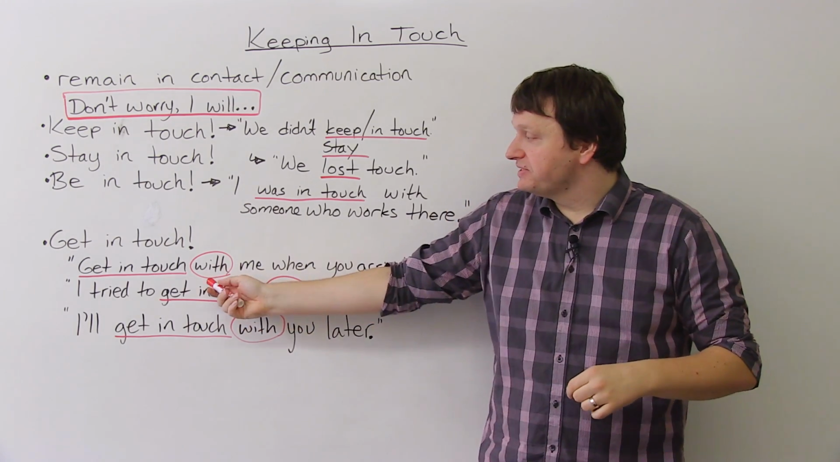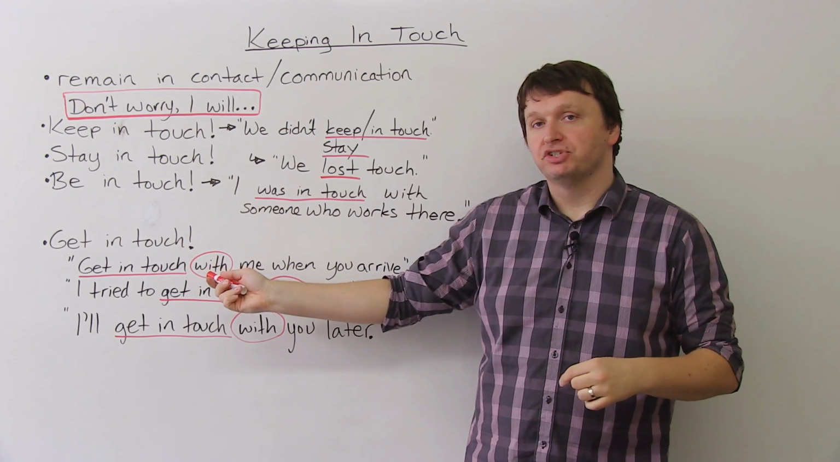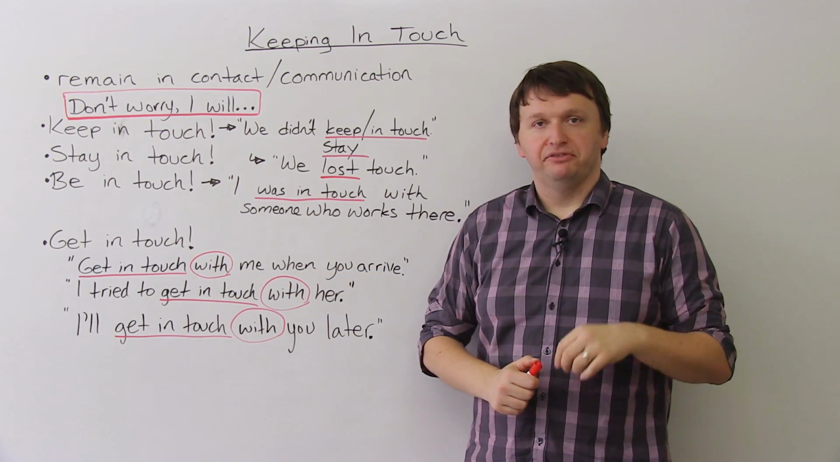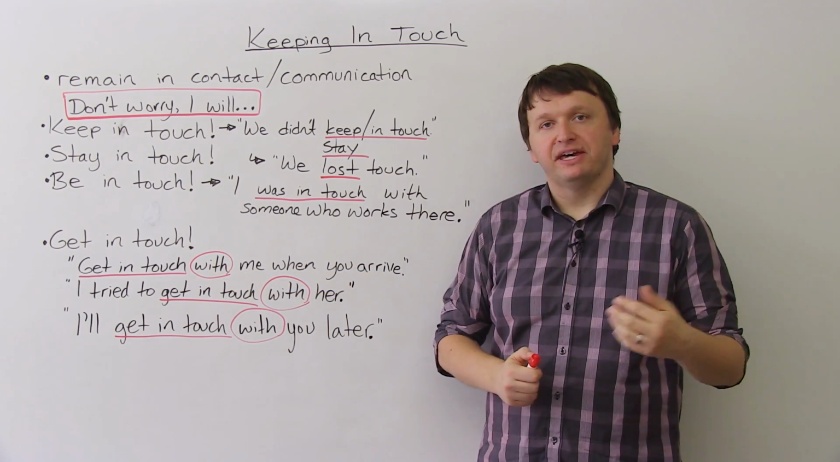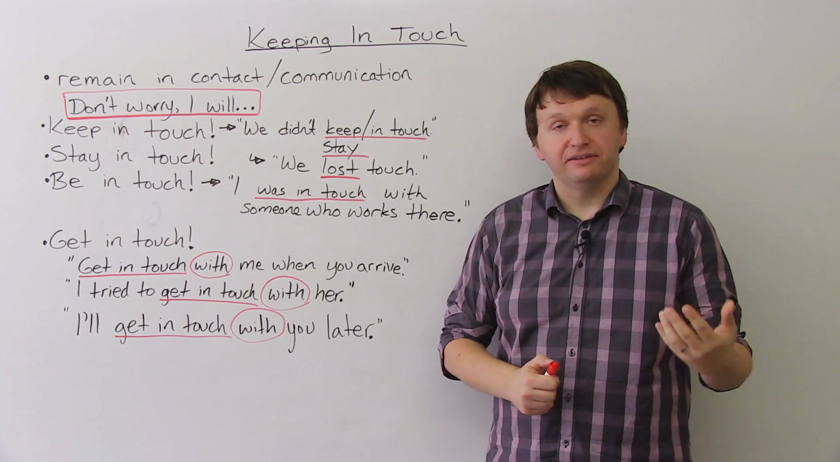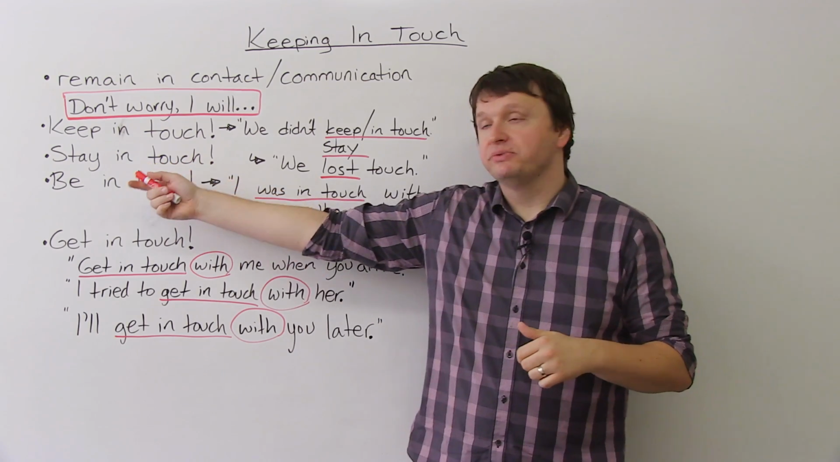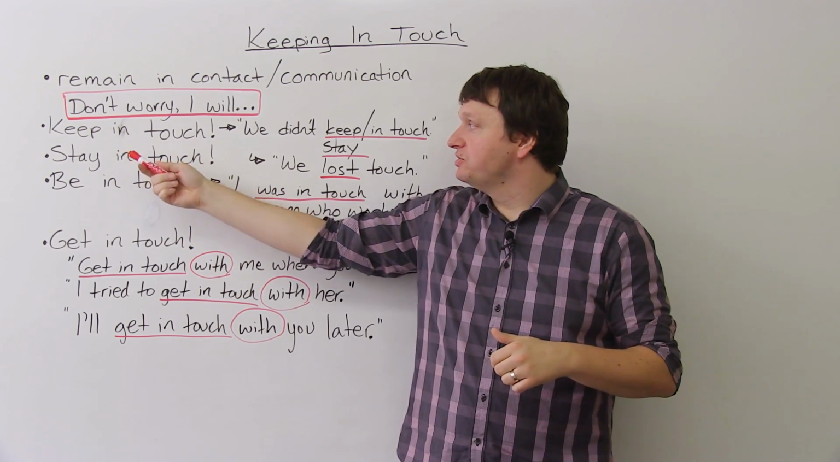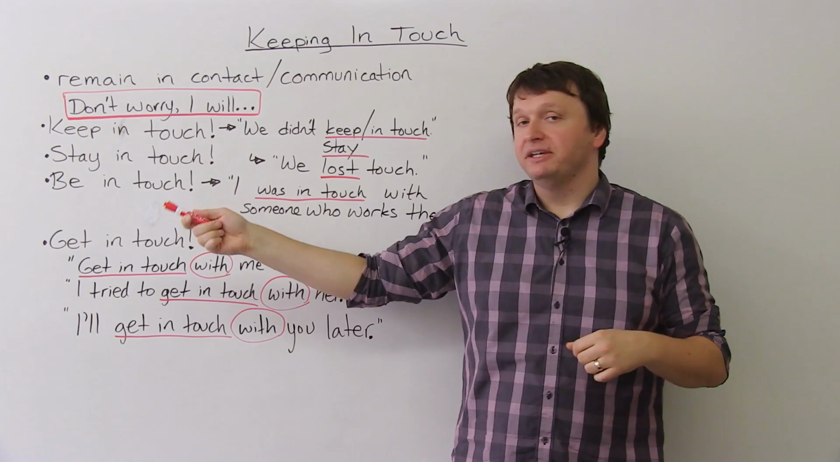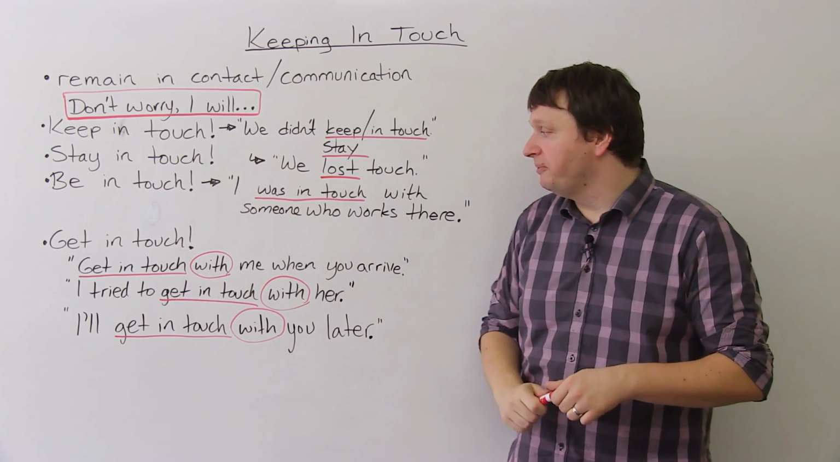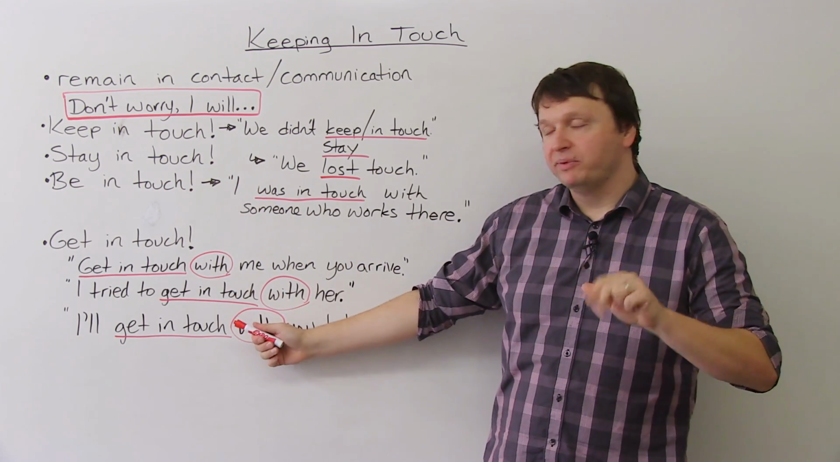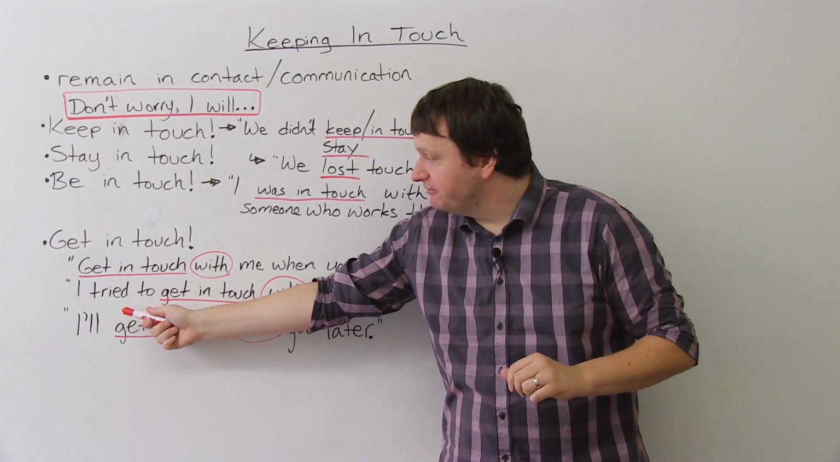Now, you will notice I circled the preposition "with" because if you want to talk about the person that you're going to get in touch with, you must use "with." And again, you can also use "with" in keep in touch with me, stay in touch with me, be in touch with me as well. Okay, let's look at two more with get, and then we'll recap everything.